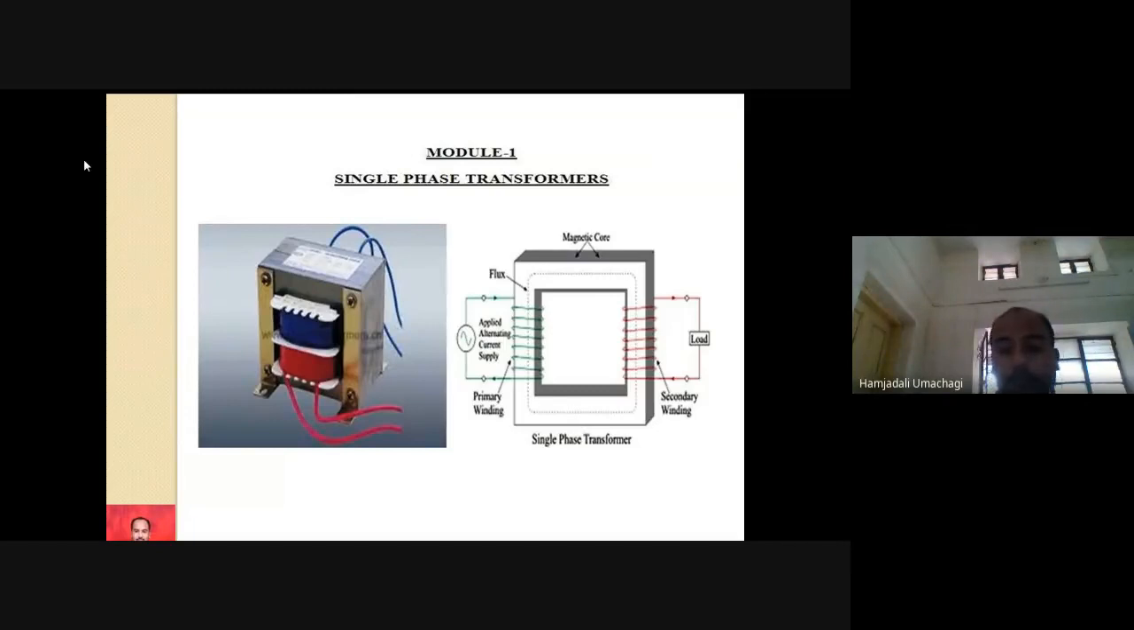Now the winding which is going to receive the input electrical supply, we call it the primary winding. Always remember, the winding which receives excitation or input electrical supply is called the primary winding. And the winding which is connected to the load, which winding do we call it? Secondary winding. Very good. So that is called the secondary winding.